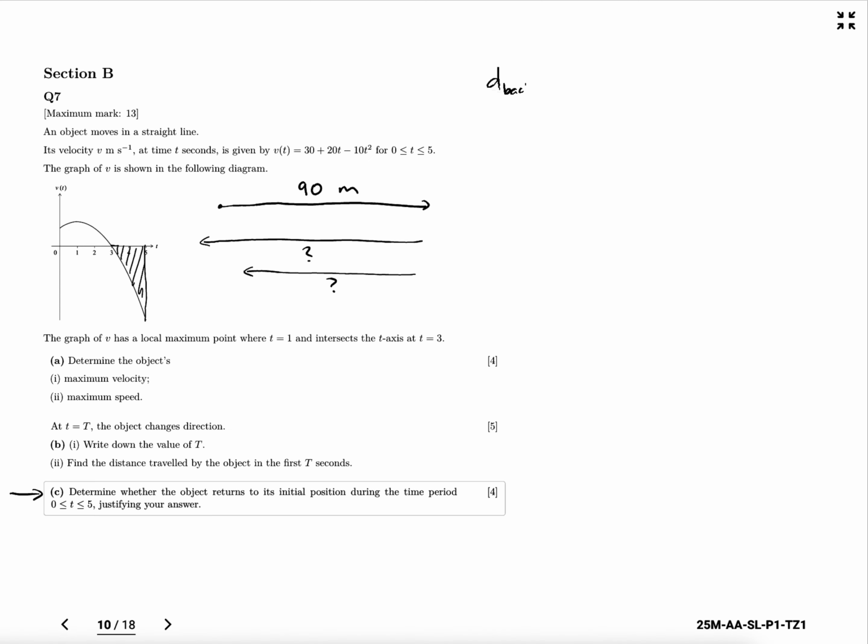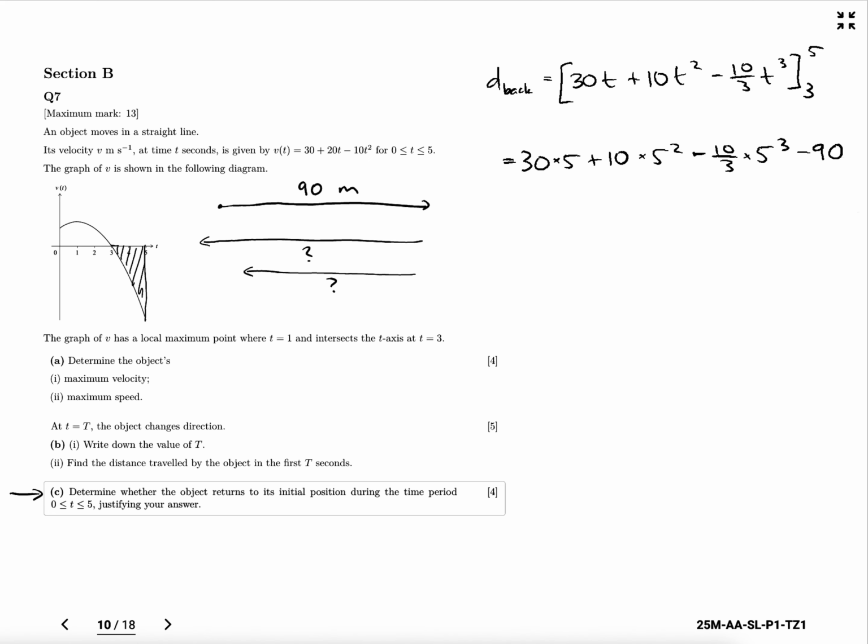And we've done the integration already, so we can just remember what we wrote on the last page. We had 30t plus 10t squared minus 10 over 3 t cubed. And now the limits are 5 and 3 to find out how much we're traveling in this direction. Okay, so putting all the 5s in, we get 30 times 5 plus 10 times 5 squared minus 10 over 3 times 5 cubed. And putting the 3s in, if you remember, we got 90. So it's just minus 90.